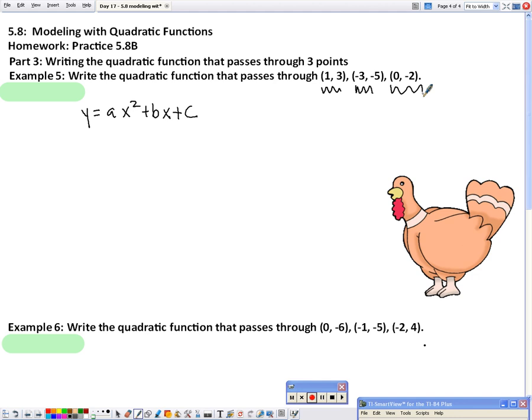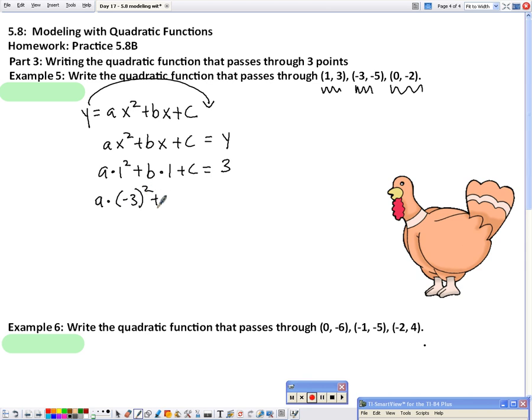Okay? I'm going to put the y on the other side because it's going to make more sense when I use matrices. Okay, so here we go. We have a times 1 squared plus b times 1 plus c equals 3. Then we have a times negative 3 squared plus b times negative 3 plus c equals negative 5. And then we've got a times 0 squared plus b times 0 plus c equals negative 2.